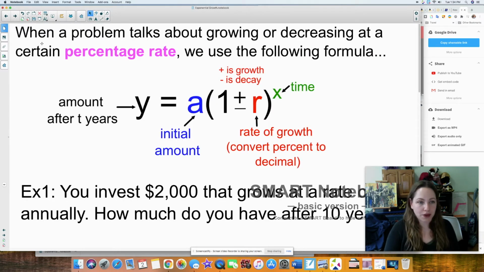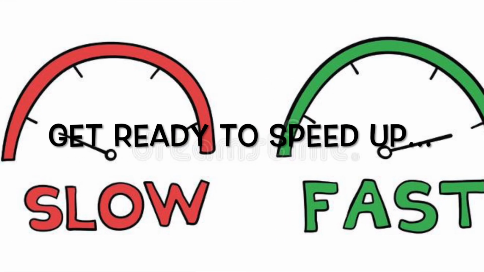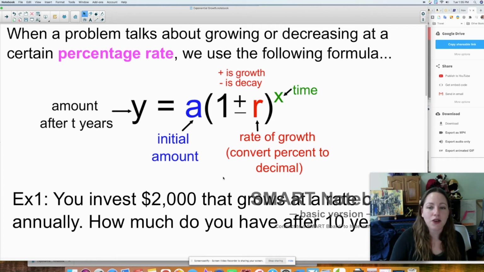Now we're gonna do some examples. When a problem is talking about growing or decreasing at a certain percentage rate, okay, not a decay factor, a percentage rate, this vocab is gonna be important, we're gonna use this formula. Y is how much you would have after T years, okay, or X years. A is your initial amount, okay. 1 plus R is if it's growing. 1 minus R is if it's decaying. R is the percent that you have to convert to a decimal, and X is the time. So let's do an example. Pause it, write this down, and then write this example down.